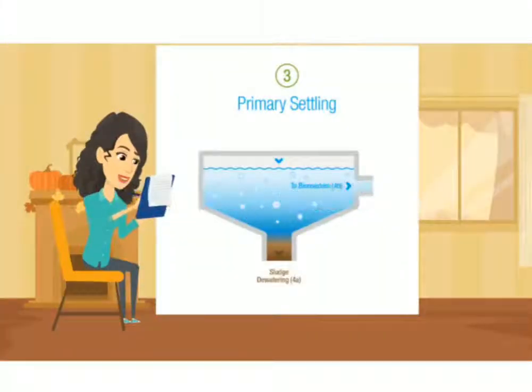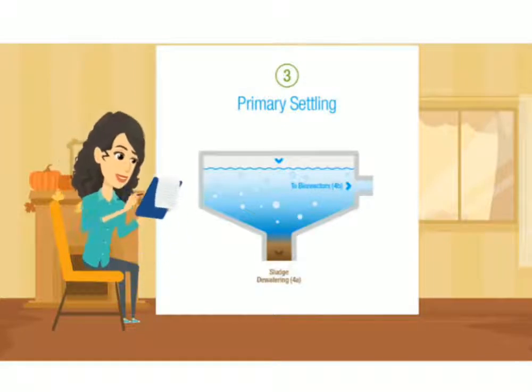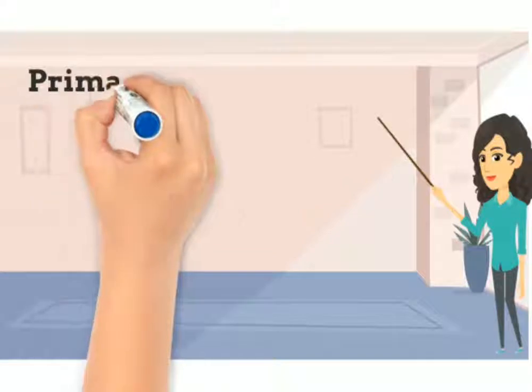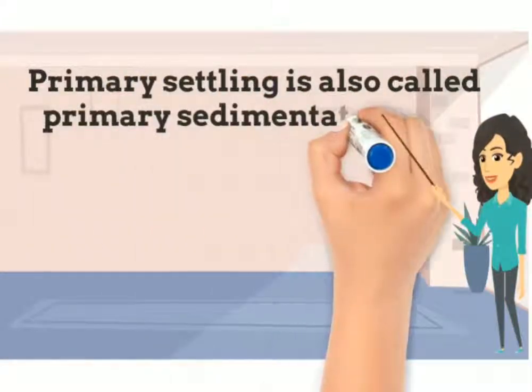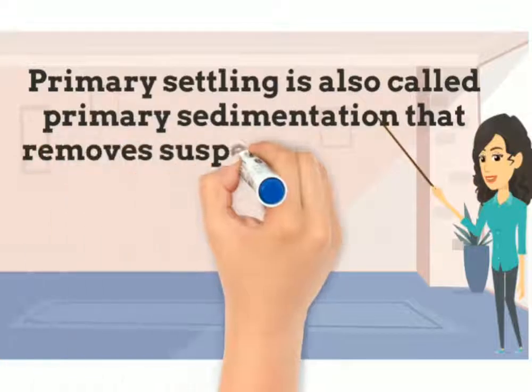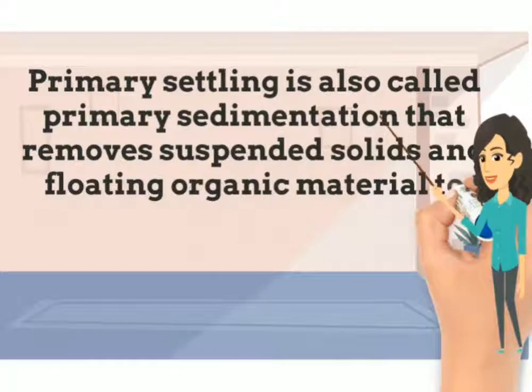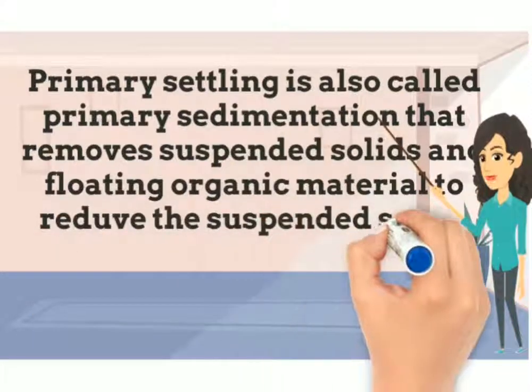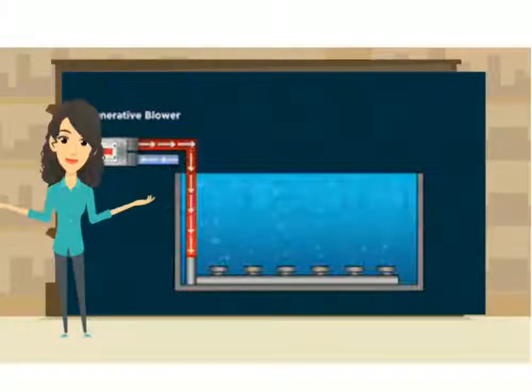Primary settling tanks are used to remove solids at wastewater treatment plants and are considered a fundamental part of their joint operation. Primary settling, also called primary sedimentation, removes suspended solids and floating organic material called scum. It is designed to reduce the velocity of wastewater flow, allowing heavier organic solids called raw sludge to settle.